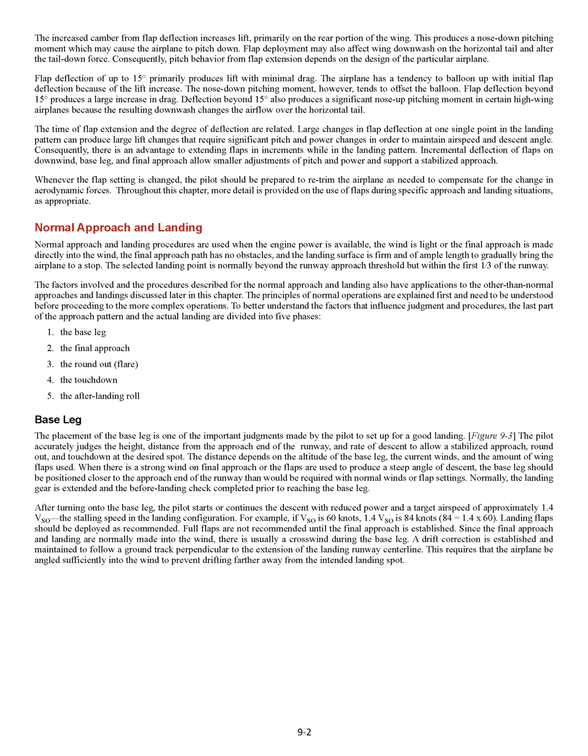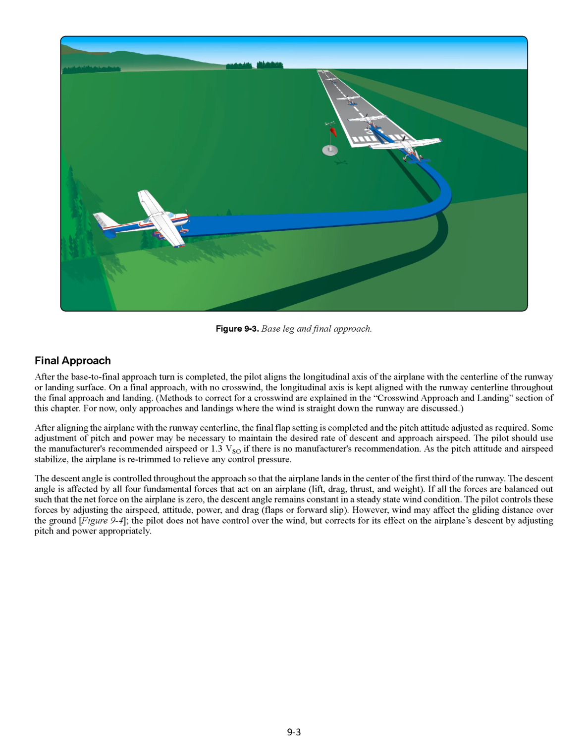Since the final approach and landing are normally made into the wind, there is usually a crosswind during the base leg. A drift correction is established and maintained to follow a ground track perpendicular to the extension of the landing runway centerline. This requires that the airplane be angled sufficiently into the wind to prevent drifting farther away from the intended landing spot. Final approach.